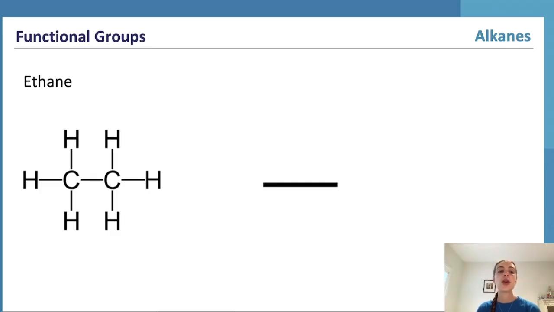And so with these, you need to be able to recognize the structural formula and draw the structural formula. With the skeletal formula, you only need to be able to recognize that one. You don't need to be able to draw it.